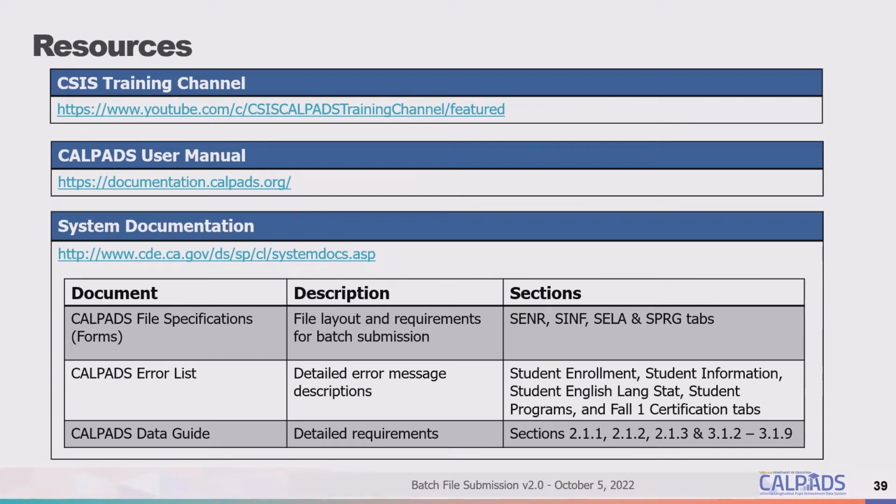So here we have the resources, and I will cover them real quickly, but of course you have the CSIS training channel, the CALPADS user manual, and the system documents page. On the system documents page, the file specifications, the error list, and the data guide really help detail what's needed in your batch file submissions or when you're troubleshooting errors.